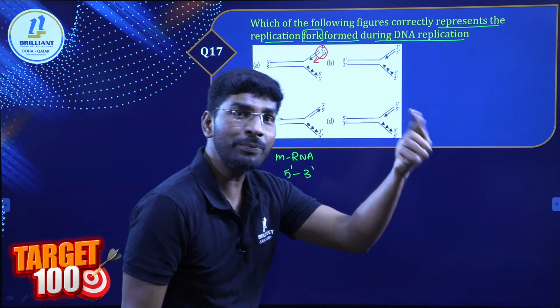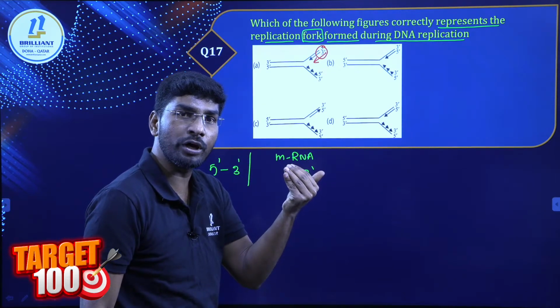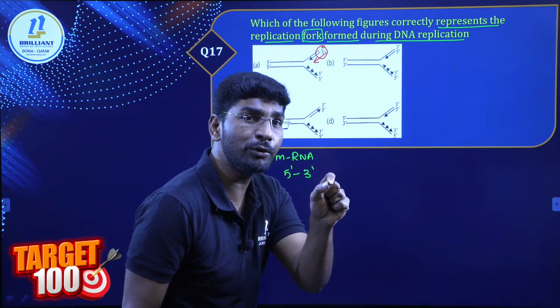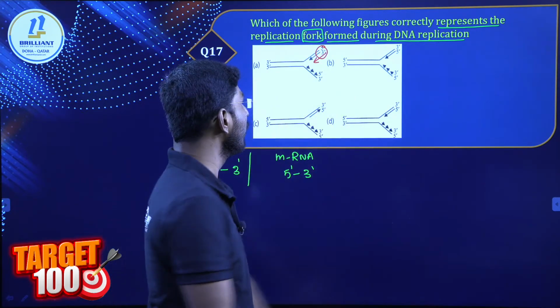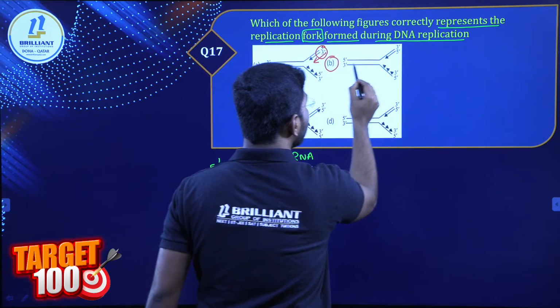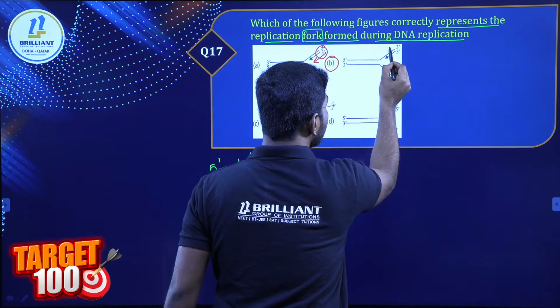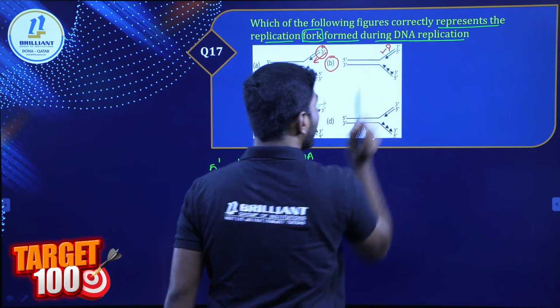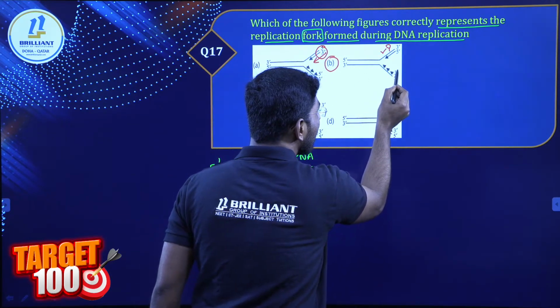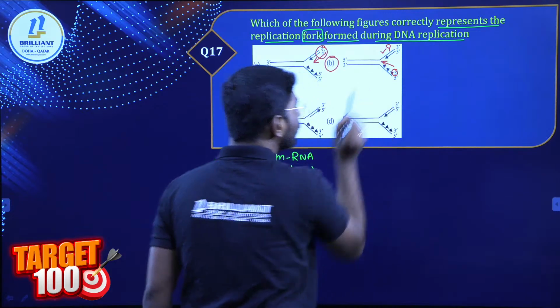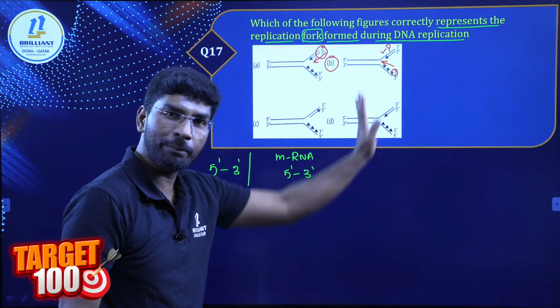Arrow mark is going from 3 prime to 5 prime. I told you the new DNA will go from 5 prime towards the 3 prime. Look at option B. In option B, 5 to 3, this strand is correctly going. Look at here, the second strand is going 3 prime towards the 5 prime, which is not correct. So B is also not correct.